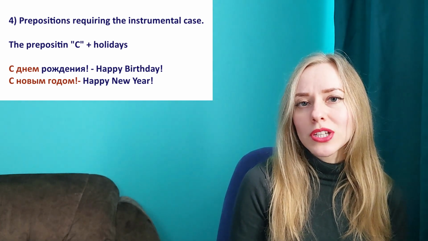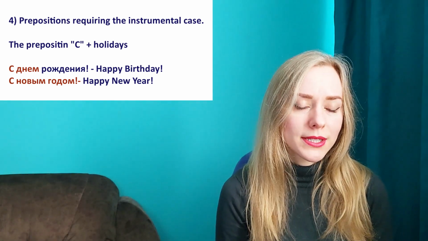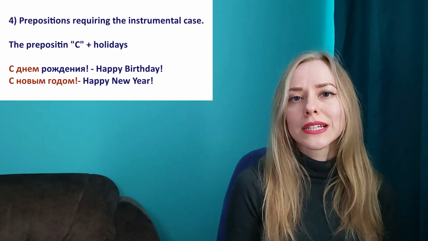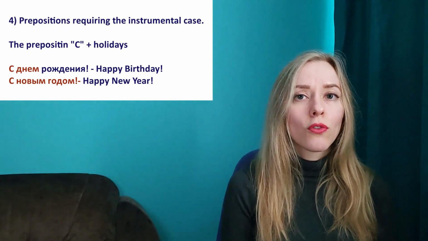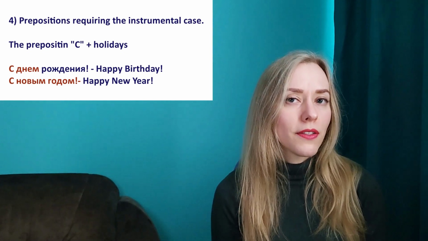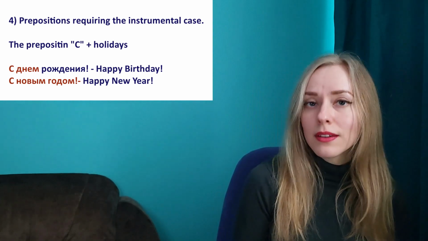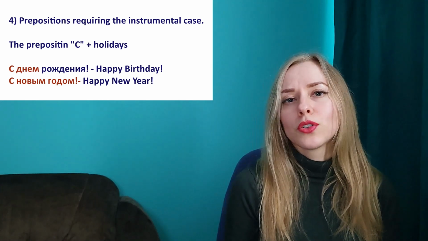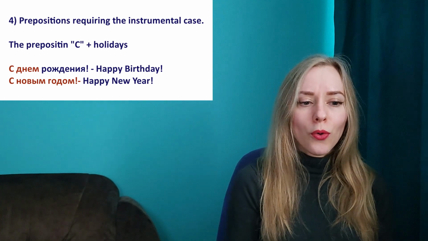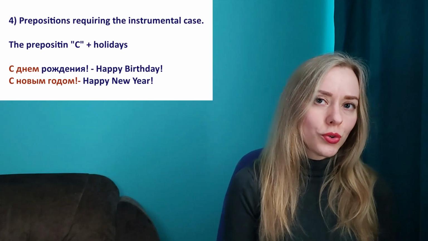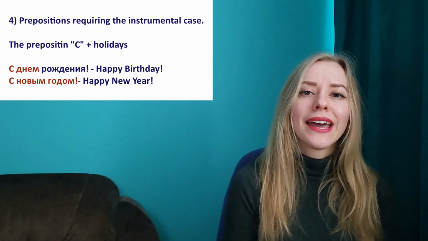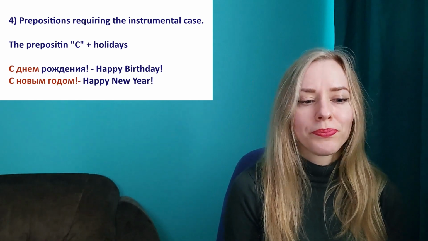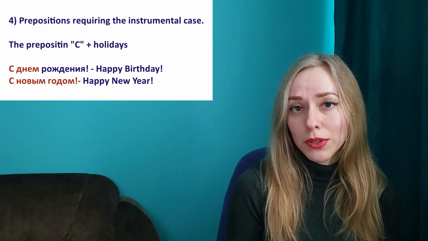We use the preposition с also with holidays. For example, с днем рождения. The literal translation is with day of birth. Of birth is the genitive case. With day, it's instrumental case. But it's usually happy birthday. Or с Новым годом, with New Year. Here Новым and годом are instrumental case, adjective and noun. But it's Happy New Year.